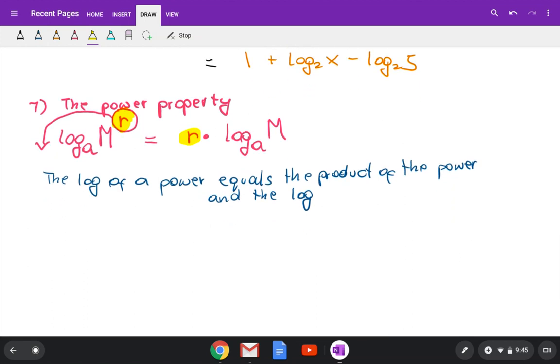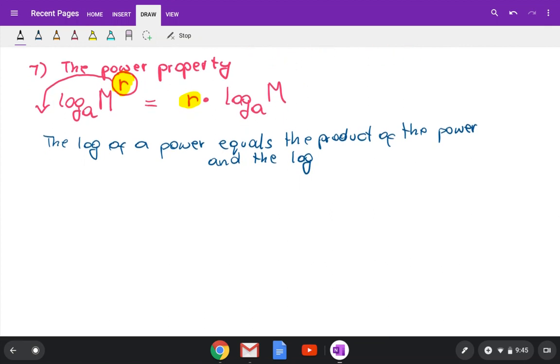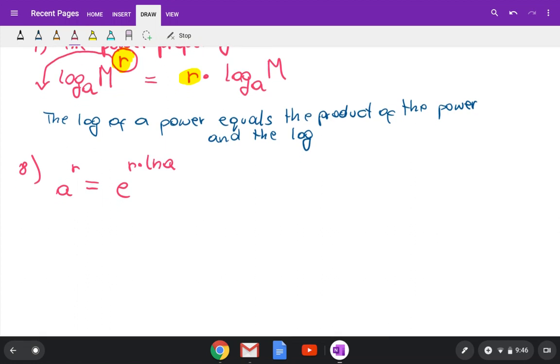Okay, and there is one more, number 8. I'm not really using this one too much, but I want to put it there for you guys. A to the power of r, any expression to the power of r, can be rewritten as e to the power of r times ln of a. I want to just explain why this one works.